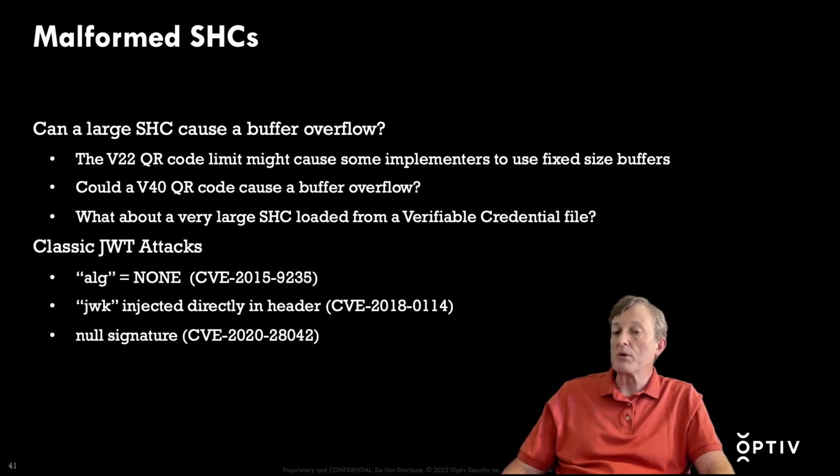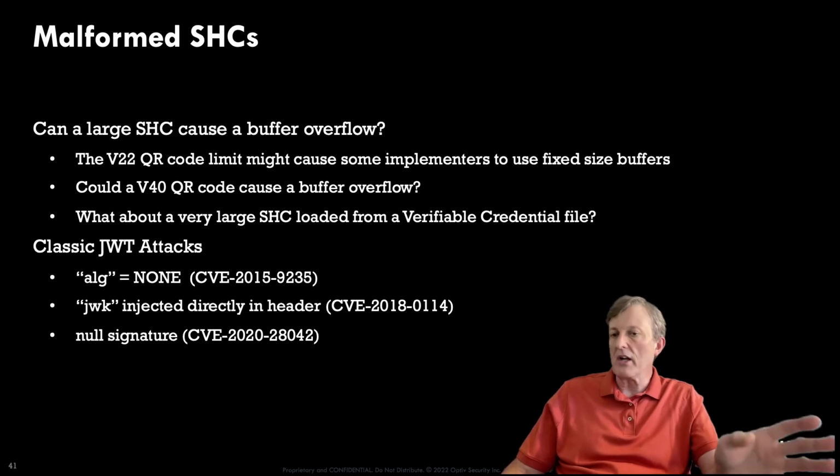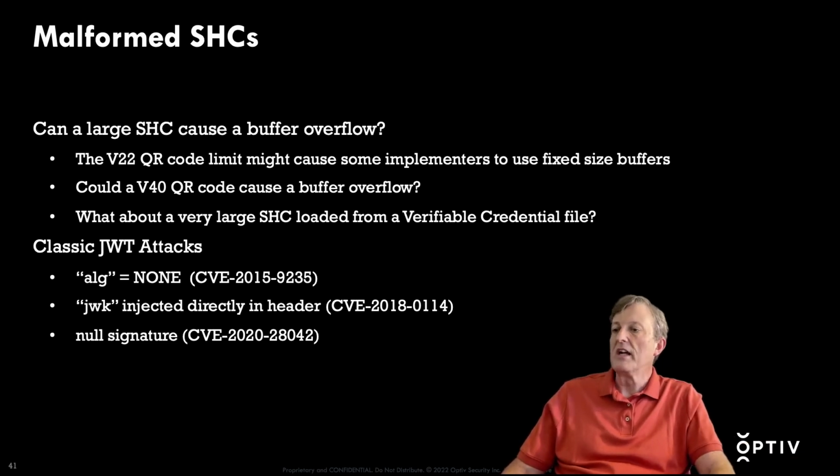There's algorithm equals none, which is a way of generating, if you're issuing a JWT and you really don't want to do crypto, but the JWT is being passed around in a scenario where it's not necessary, you can say algorithm equals none. Well, what if you did that in a Smart Health Card? Would the verifier just skip the step and say, yes, it's good?